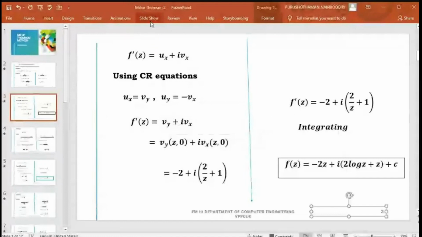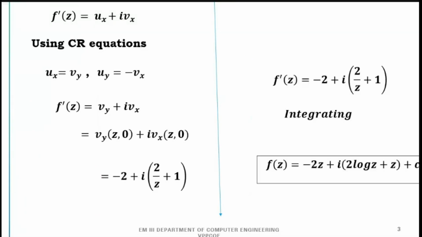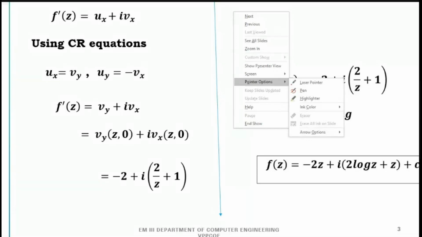Clear? Any doubt in this? Same procedure, only thing since v is given, we have to calculate vx and vy and then put x is equal to z, y equal to 0. And then writing f dash of z, we know f dash of z is ux plus i vx. But ux function is not known to us. So we are converting ux to vy and replacing vy and vx and then integrating the function f dash of z to get f of z.